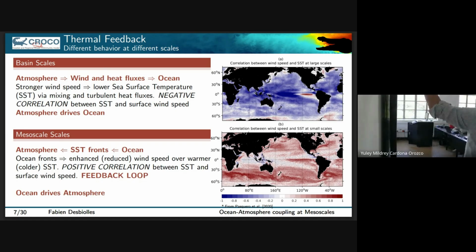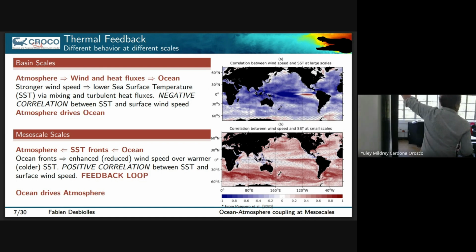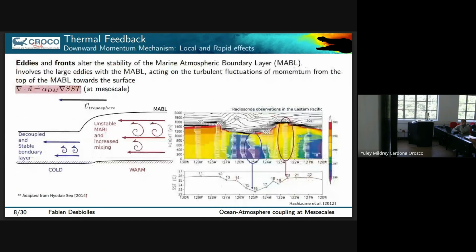That means that for some ocean and SST features at mesoscale, the warmer the SST, the stronger the wind response at mesoscale. Okay, so the ocean actually drives the atmosphere. Okay, so let's dig into why this positive correlation appears.